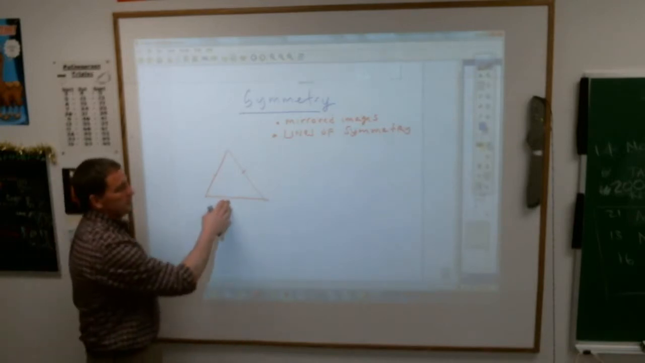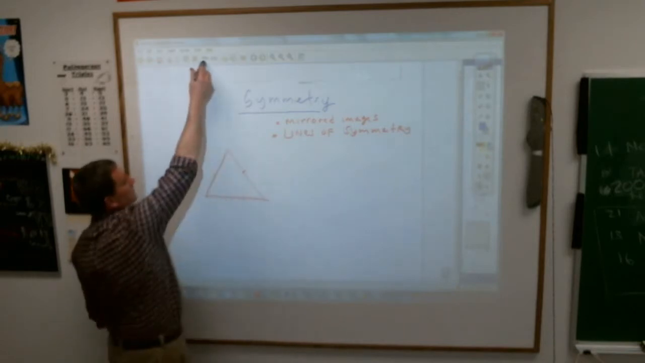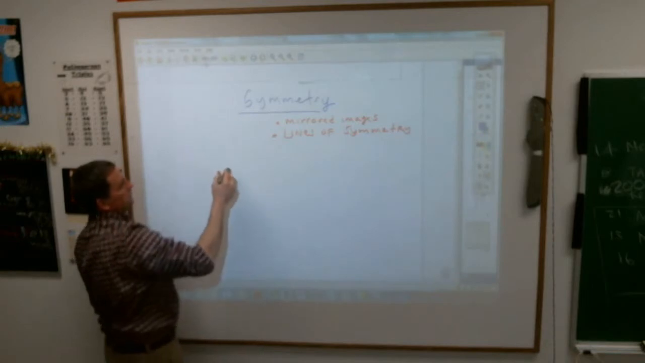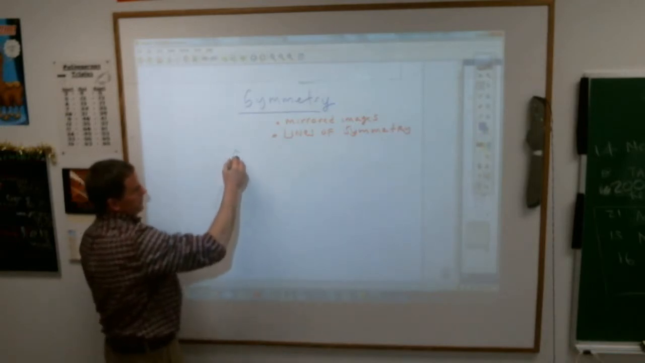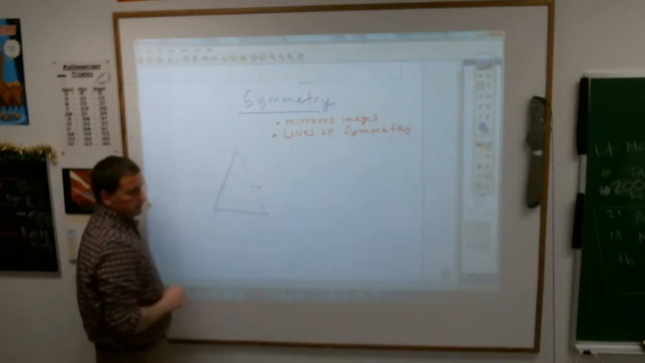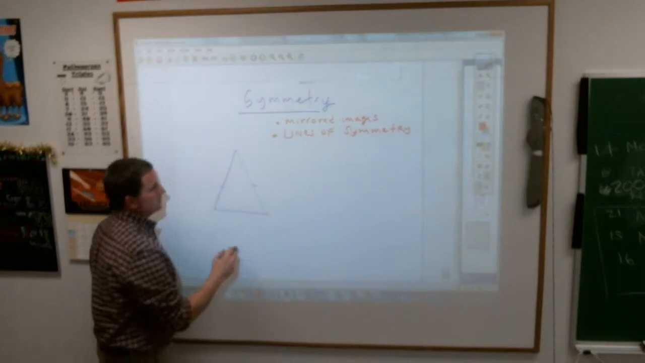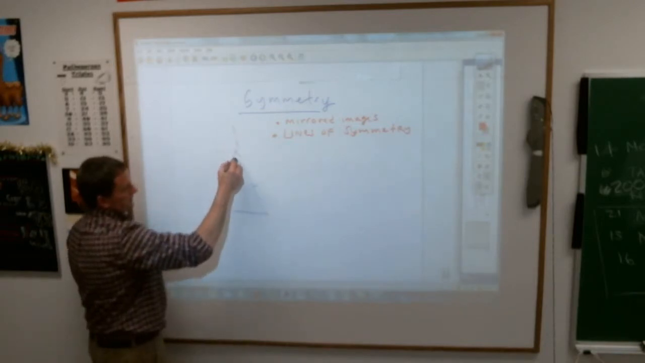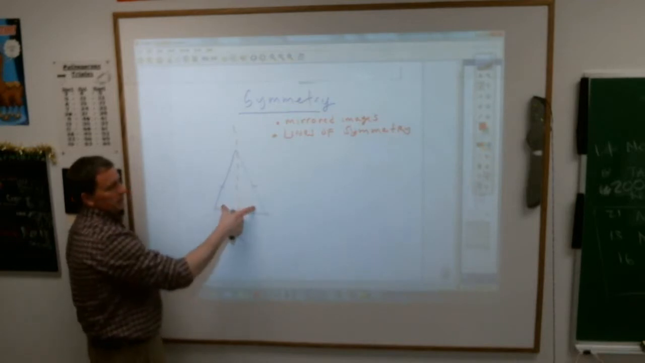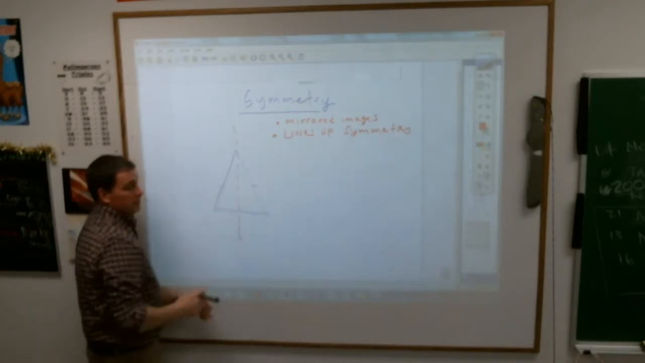So if you're talking about this one, I should probably draw it. Let me draw it a little bit more obnoxious so that it doesn't confuse you too much. Let's say I have this and this, and this is my isosceles triangle. This one has only one line of symmetry, and that is right down the middle, because that would cut it into two equal pieces. If I folded it on that line, they would match up.